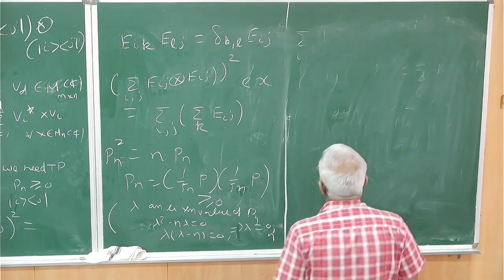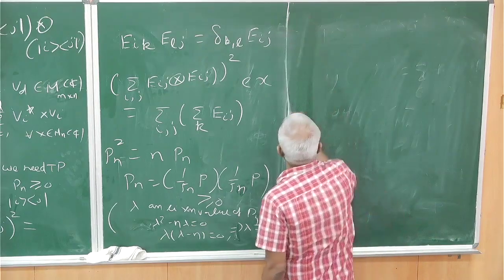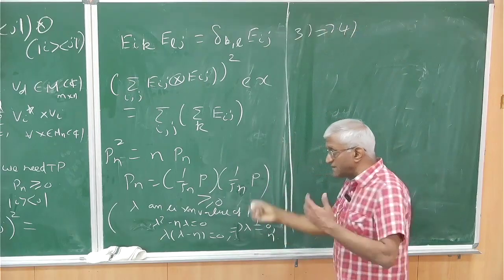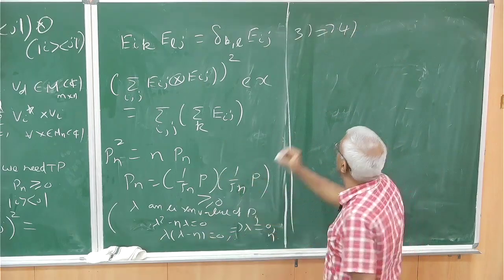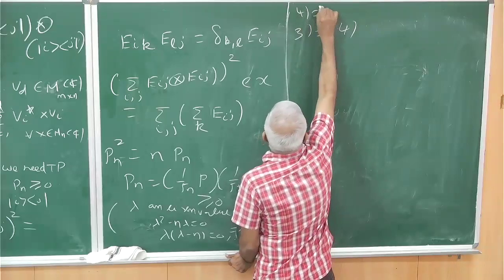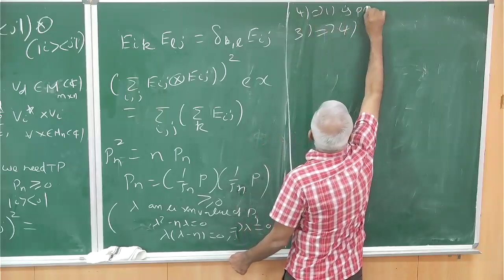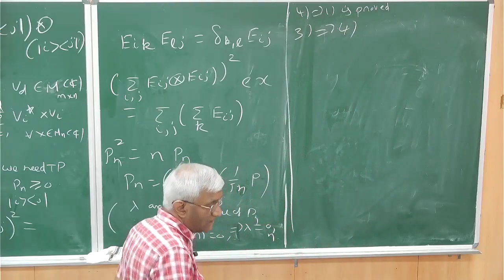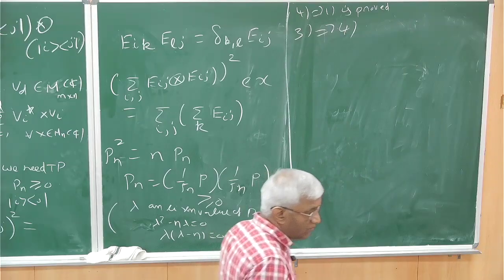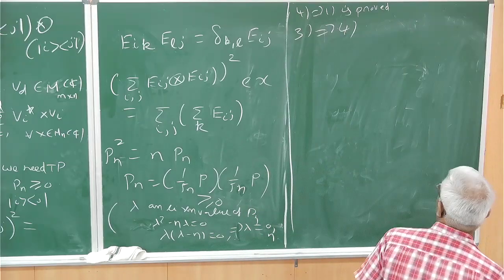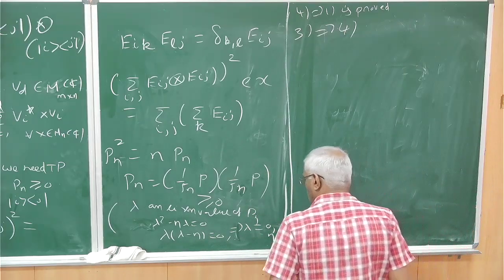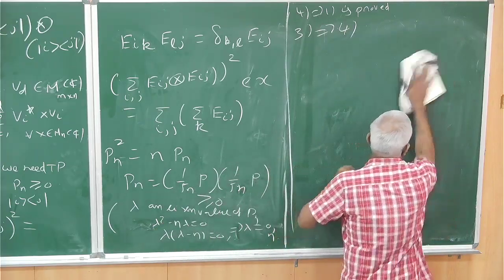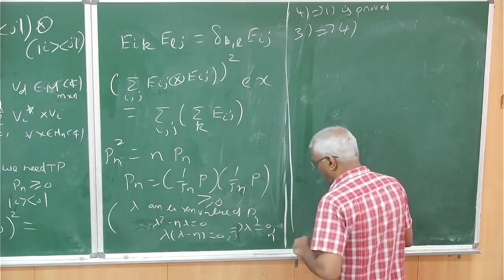The next step is 3 implies 4. 4 implies 1 we have already proved. So we only need to prove 3 implies 4. We should do this carefully. This is also straightforward, but we have to do it carefully.